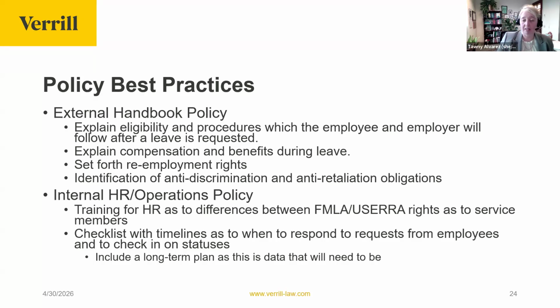Have checklists available that you're using. Make sure you communicate with your on-the-ground managers as to keywords and phrases that they're going to want to bring to your attention, both as it relates to USERRA and as it relates to other military leaves.